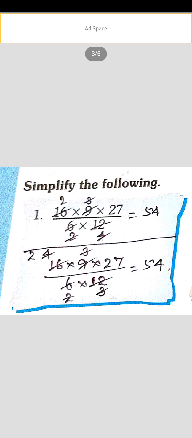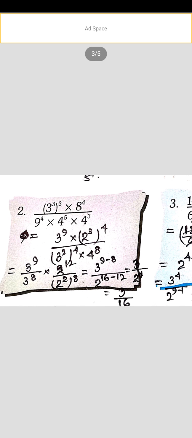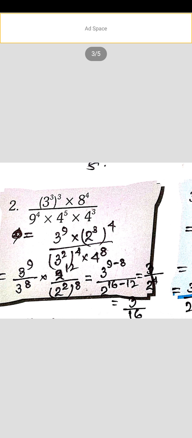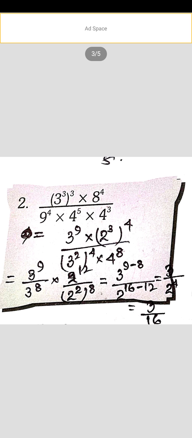Question number 2. 3 cube whole cube multiply 8 raised to the power 4 by 9 raised to the power 4 multiply 4 raised to the power 5 multiply 4 cube. Now it can be written as 3 raised to the power 9 multiply 8 can be written as 2 cube whole 4 by 9 can be written as 3 square raised to the power 4 multiply 4 raised to the power 5 multiply 4 raised to the power 3. Here bases are same, so exponents are added. So 4 raised to the power 8.